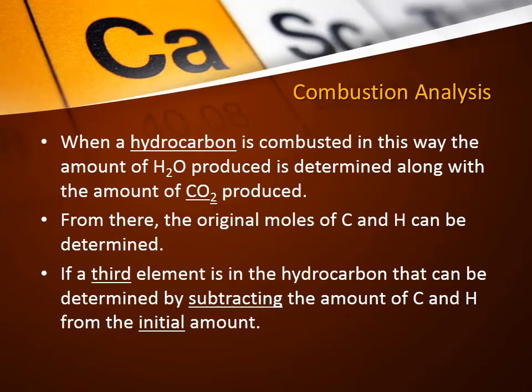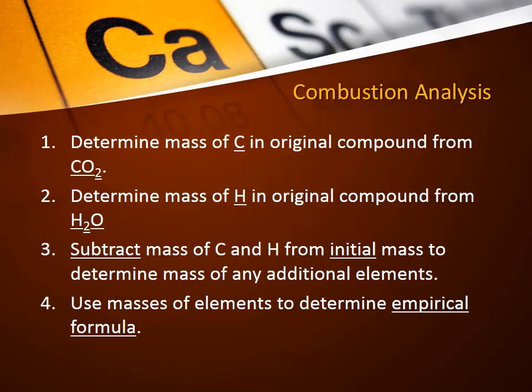From there, you can figure out how many moles of C and H are produced. And then if there's anything else in the hydrocarbon, like oxygen commonly, you can figure out how many grams of C and H came from the original compound, and then whatever's left had to have been oxygen. So that's it. We're actually going to do an example using this.